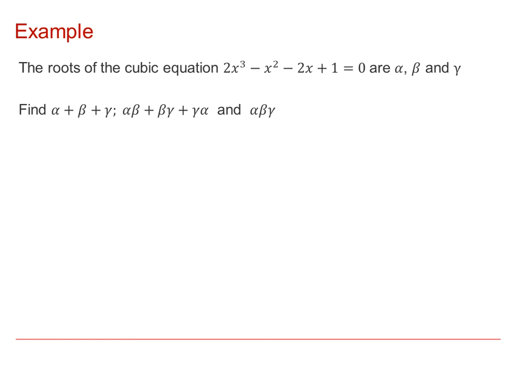So we can see here that we have a situation where a is equal to 2, b is equal to negative 1, c is equal to negative 2, and d is equal to 1. Therefore, our sum alpha plus beta plus gamma, which is minus b over a, must be equal to negative of negative 1 over 2, which is equal to 1/2.